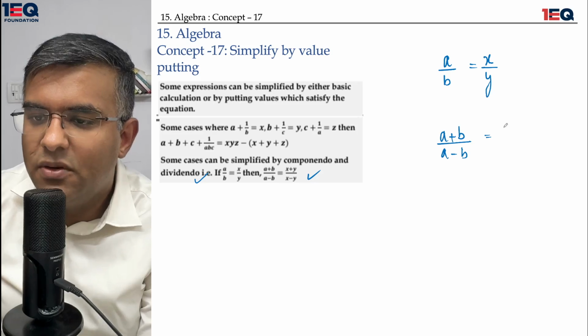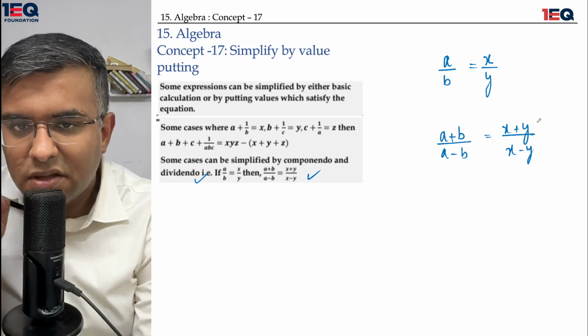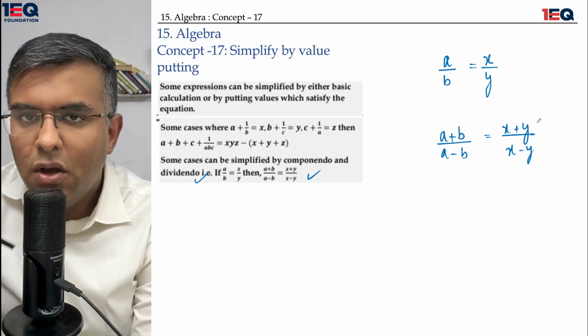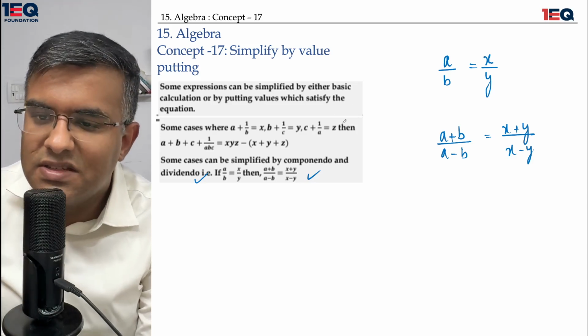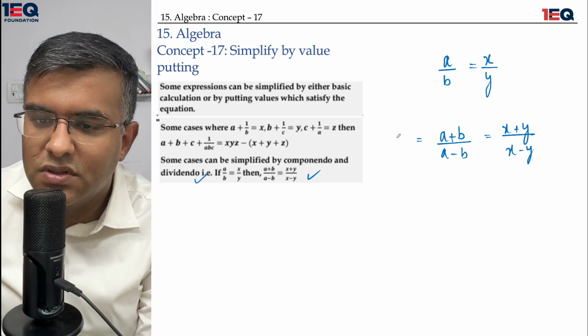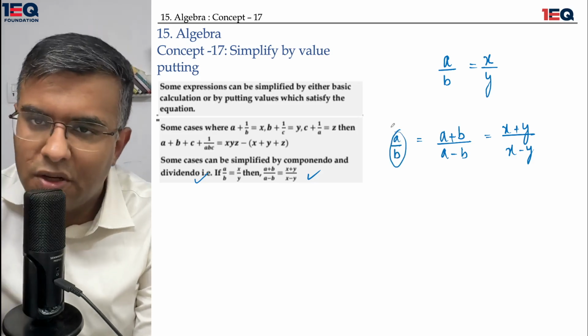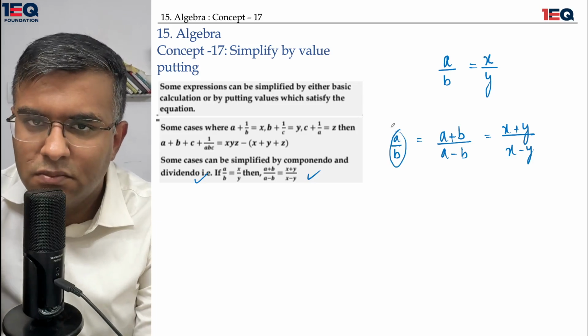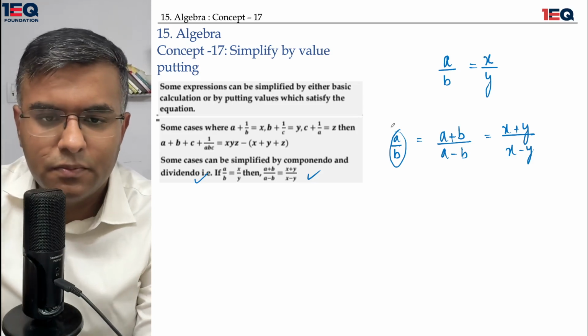I'll do the same thing on the right hand side: x plus y whole upon x minus y. This keeps the ratio intact. Always remember this keeps the ratio intact. This doesn't change any of the ratios. This is also equal to a by b. The ratios are going to remain constant at all times. Got it? Okay, let me move on.